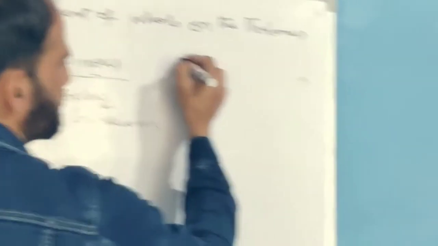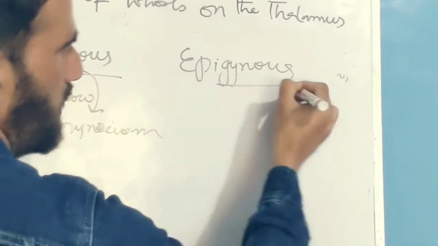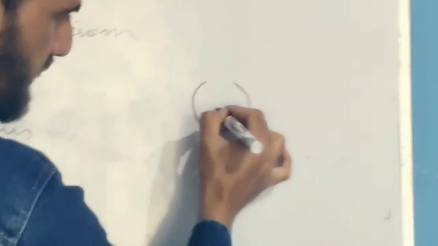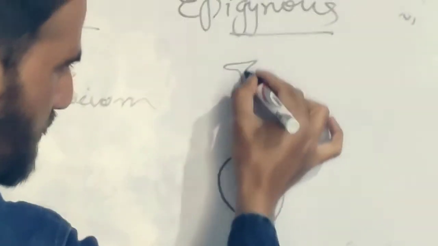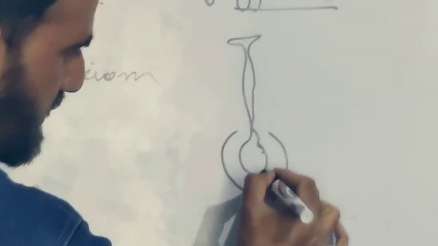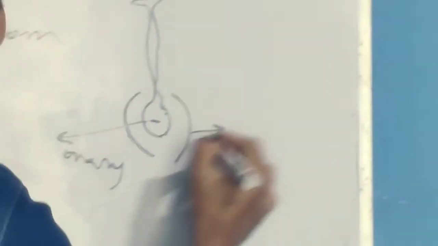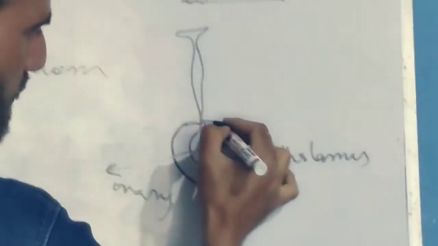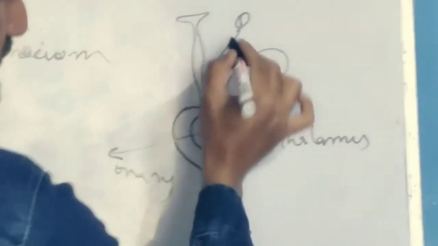Then comes epigynous. What is epigynous? Epigynous is the condition where I will draw the thalamus like this. Inside the thalamus, the ovary is arising like this. This is your stigma, this is style, and this is ovary. Here it is your thalamus. And from this are arising the other whorls like this. This is your petal, this is your sepal, this is your anther.